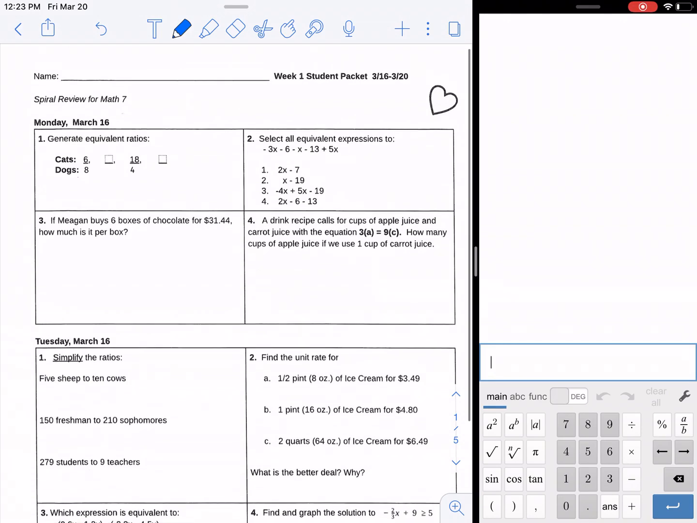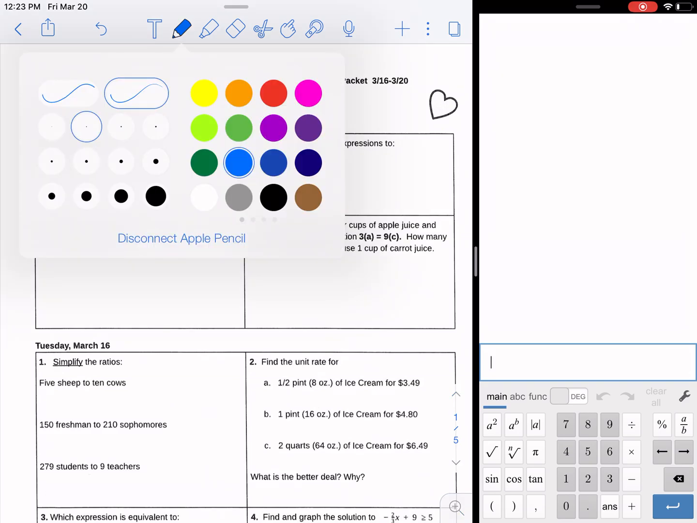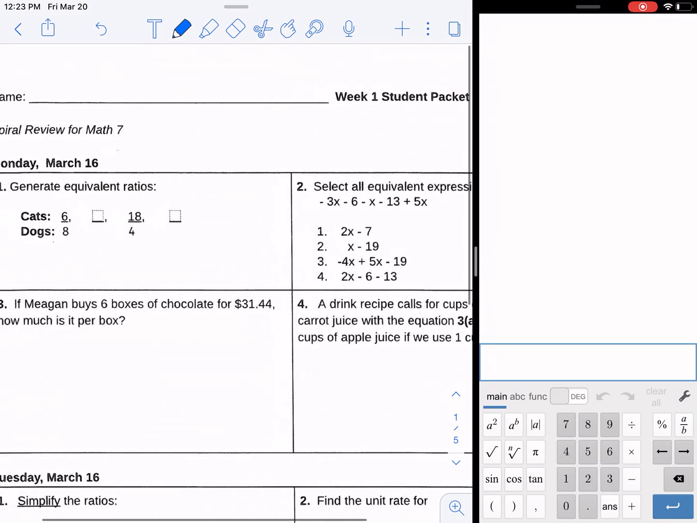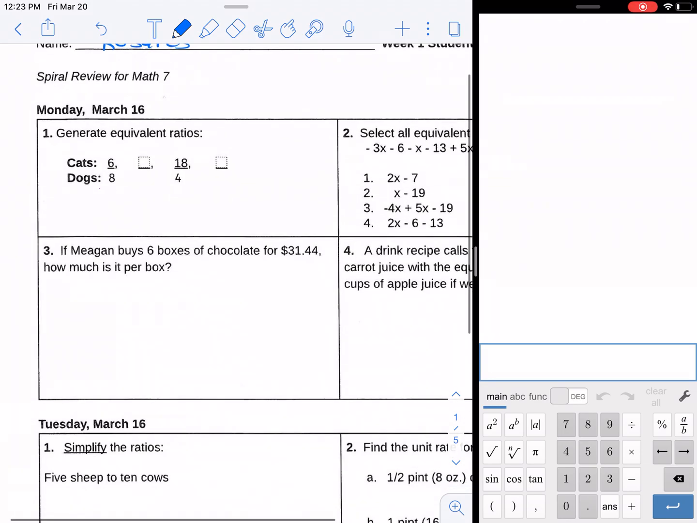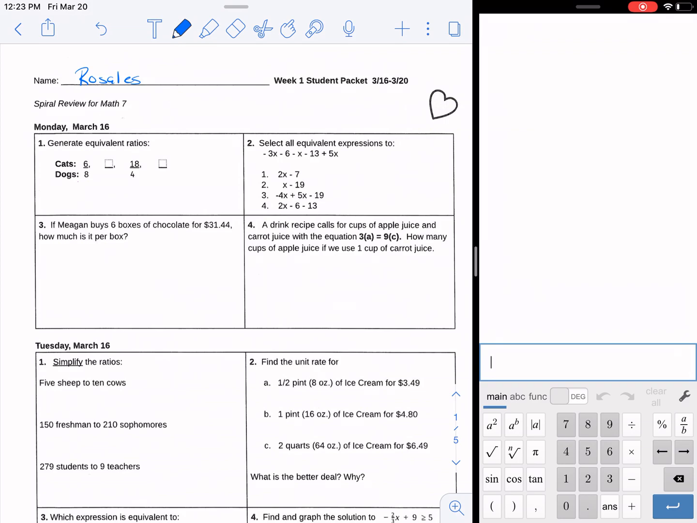Alrighty. Gonna start off with Monday, March 16th. So you guys should have this with you. If not, you can print it out at the school website, the district website. So, Monday, March 16th. You guys had 4 problems to do.